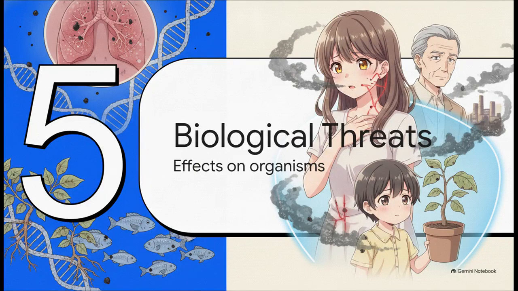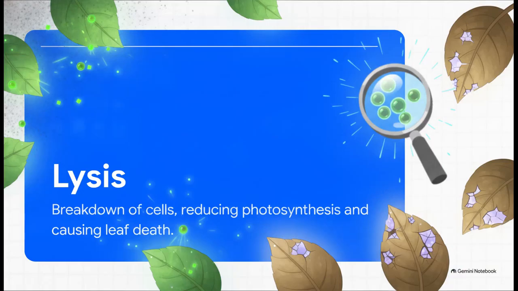Now, moving from structural materials to living organisms. Section 5, biological threats to life, the devastating effects on plants and human health. Let's start with plant life. Airborne particulates don't just reduce vital photosynthesis, they cause what we call lysis of the leaves. Lysis is the literal biological breakdown and destruction of the plant's cellular walls, which leads directly to leaf death. It is choking the plant at a cellular level.